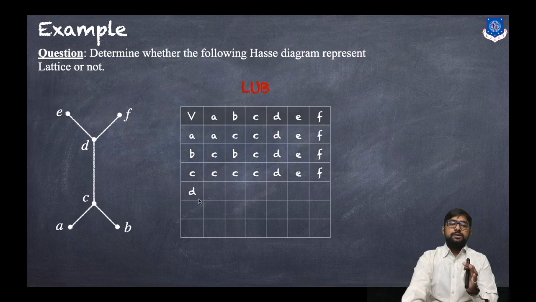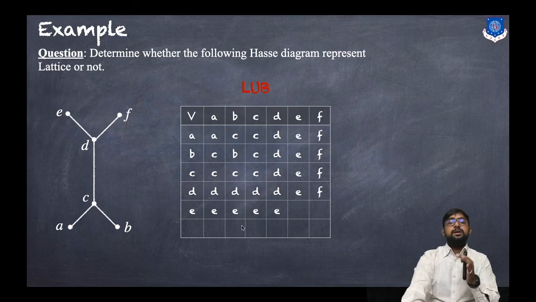Now for D. D and A: in A and D it was D, so it will be D. D and B: in B and D it was D, so D. D and C: in C and D it was D, so it will be D. D and D, as it is the same point, will be D. D and E is E. And last, D and F will be F. Now the E row. E and A will be E. E and B will be E. E and C will be E. E and D will be E. E and E will be E.